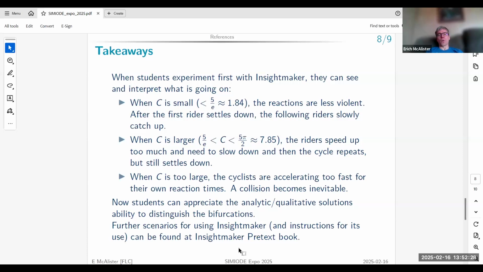These are what I want students to have after they go through the insight and then do the analysis. And in the PreTeXt book, there's a bunch more scenarios of how you can have students working with Insightmaker to better understand some of the theory that they're encountering.